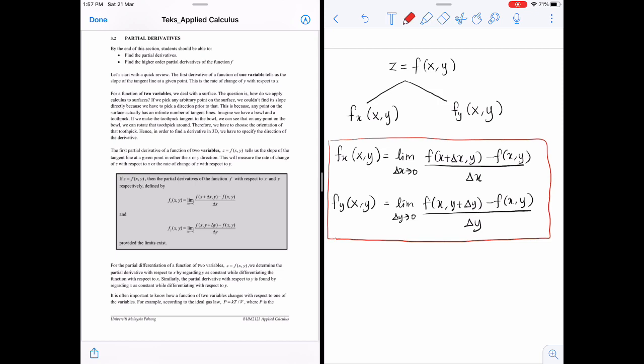Okay, so the first derivative represents the slope of a tangent line. So the partial derivative of f with respect to x represents the slope of a tangent line at a given point, either in the x direction or in the y direction. It also measures the rate of change of z, with respect to x and also with respect to y.